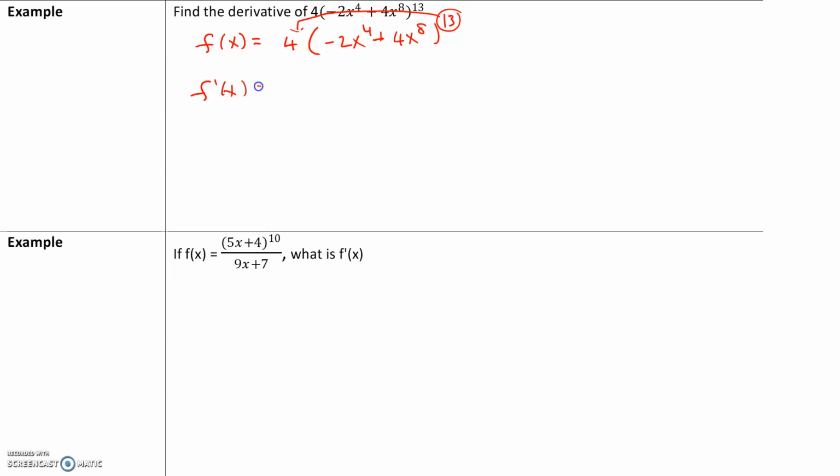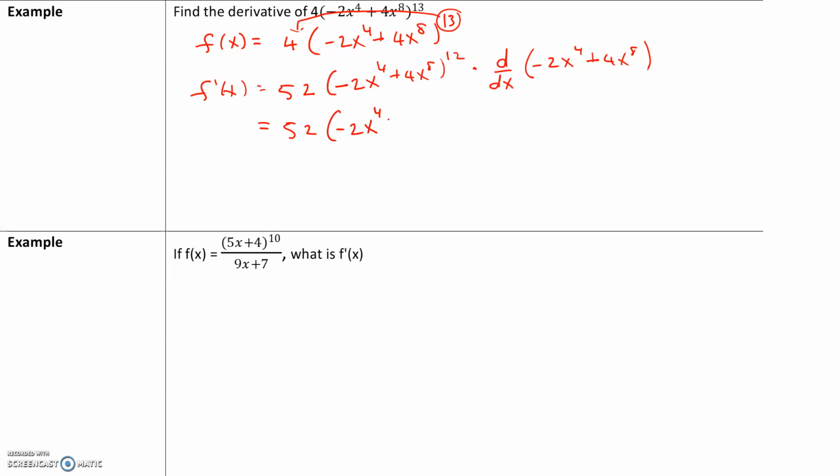So f prime of x is going to be 52 times (negative 2x to the 4th plus 4x to the 8th) raised to the 12th power. We drop a degree, but then we have to multiply by the derivative of the parentheses. Okay, and this happens every time there are x's in the parentheses. So if I simplify this, I'm going to get 52 times (negative 2x to the 4th plus 4x to the 8th) raised to the 12th power times the derivative of all this.